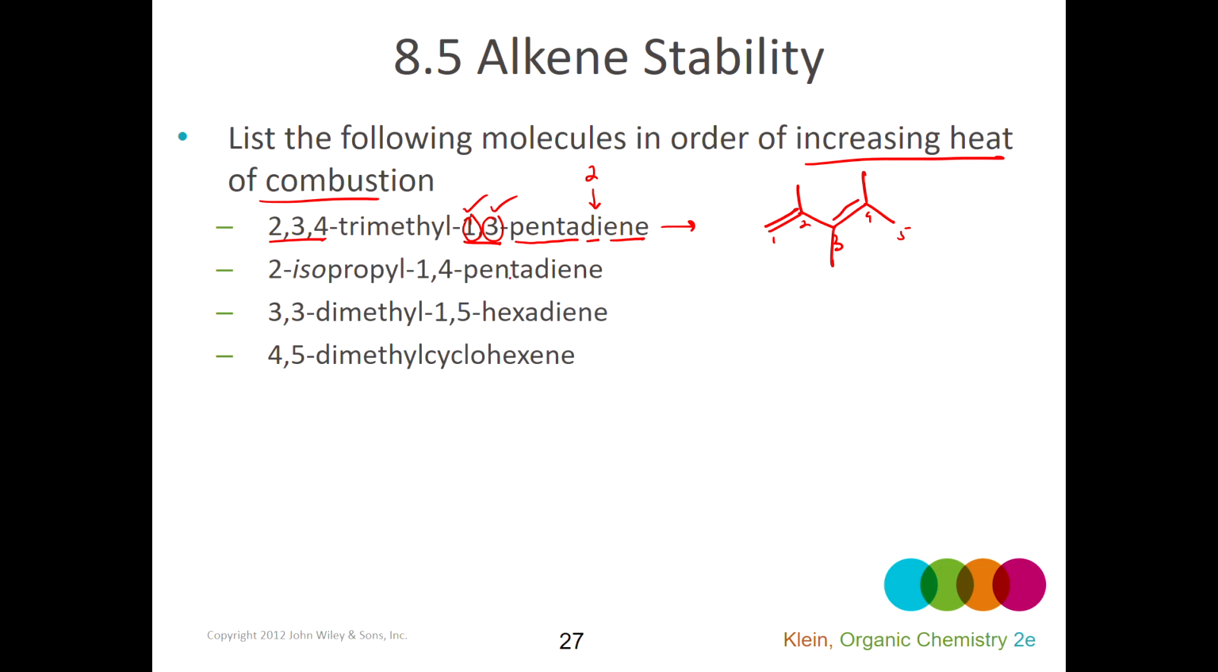This structure here I want to take a look at so I can compare their stabilities. So here I've got a 1,4 pentadiene. So I still have 5 carbons in my parent chain. But here the first double bond starts on carbon 1. And the second double bond starts on carbon 4. 1, 2, 3, 4. And on carbon 2 I have an isopropyl.